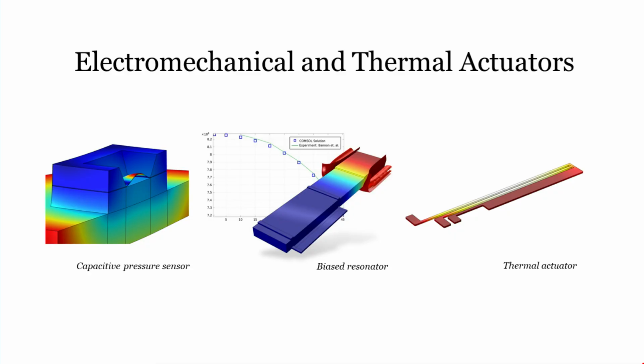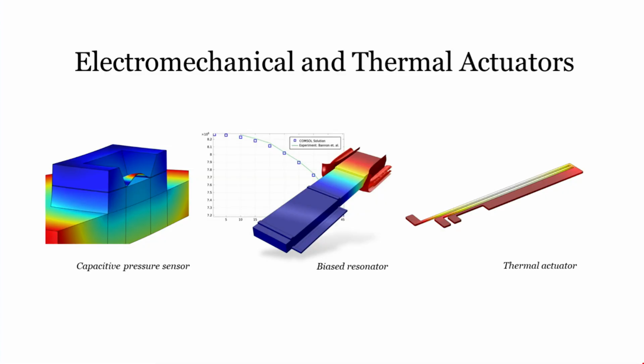Let us continue with the electromechanical and thermal actuators. Till now what we saw was piezoelectric materials and how to model that in COMSOL. We also talked about how to model piezoresistive structures within COMSOL Multiphysics, and how the coupling of structural mechanics with the electrostatics was occurring. In this example, we are going to talk about how the actuation actually happens and what the physics behind that is.